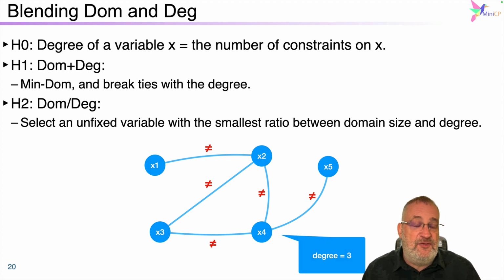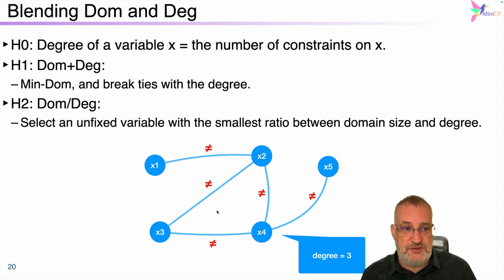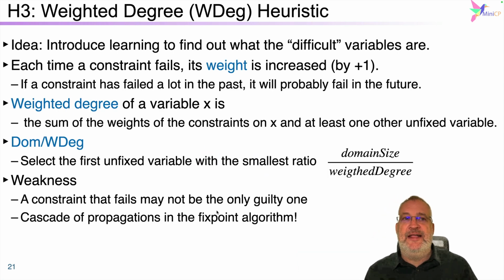Now, you notice that if a degree is very low, like degree 1, this degenerates into just being the dom heuristic, and the domain size, since we're minimizing the ratio, is still capturing everything that we want to do. So that's the first three alternatives. But people thought we can probably do better than that. And here comes heuristic 3, called weighted degree. Now, the idea here is a little bit more involved because we wish to introduce the idea of learning what has turned out to be complicating or difficult variables over time.